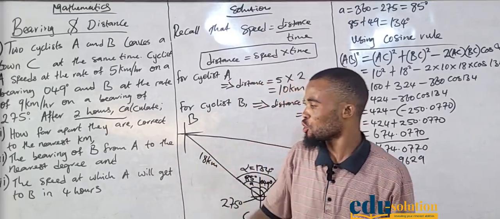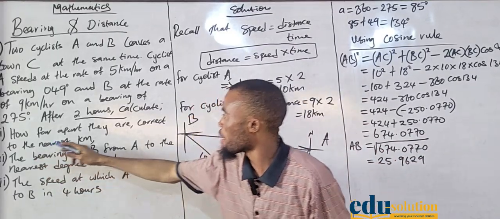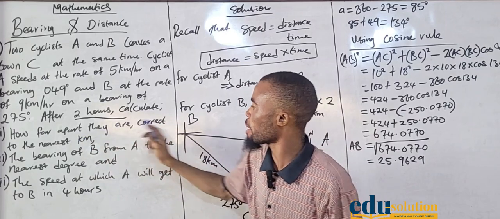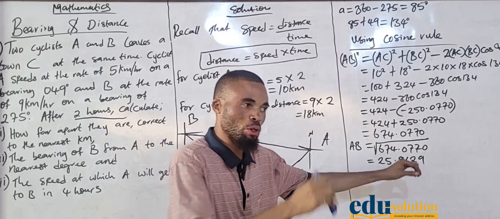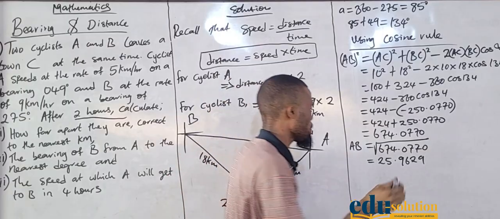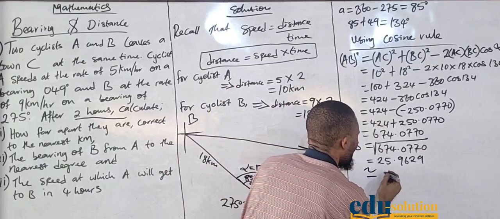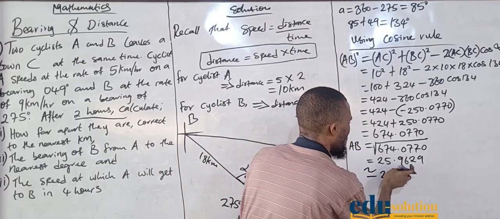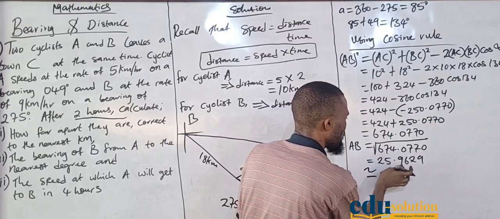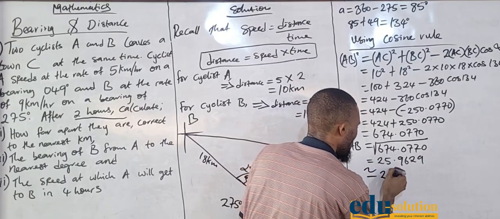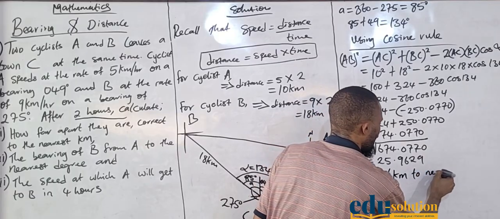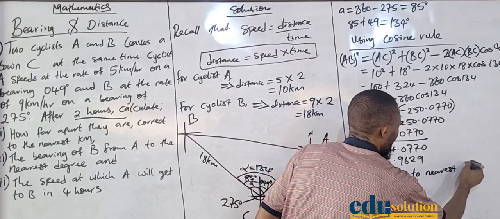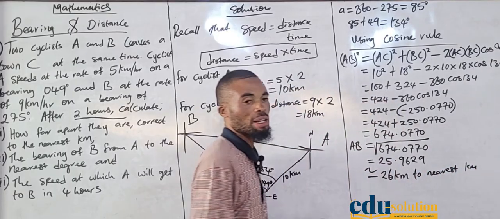But we have to follow the instruction. The instruction says that we approximate to the nearest kilometer. If you leave your answer here, you will be penalized. They will just remove small marks, which is not good. So we have to approximate to the nearest kilometer. This is 25, and this is 9. So it's going to give us now 26 kilometers, to the nearest kilometer. So that is that.